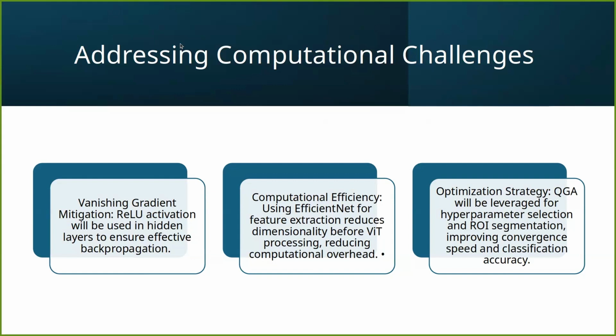Then the computational efficiency, we are using EfficientNet for feature extraction, which reduces dimensionality before these things enter into the vision transformer for processing, reducing computation overhead. Our optimization strategy, which is the quantum genetic algorithm, will be used for hyperparameter selection and region of interest segmentation, improving convergence speed and classification accuracy. Yeah, that is what we had. The rest of the details are in the concept note.